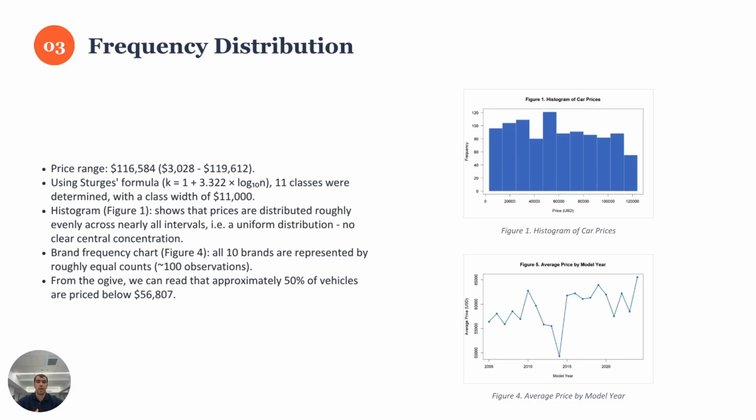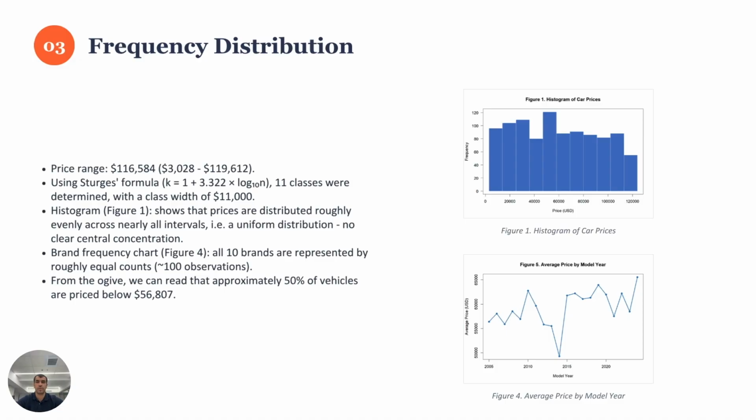The 10 brands are almost equally represented, about 100 cars each. 48.4% of cars are automatic and 51.6% manual. Now let's look at the frequency distribution.